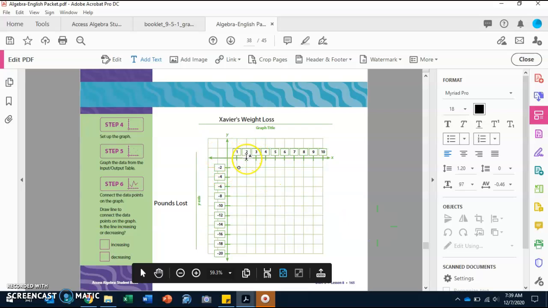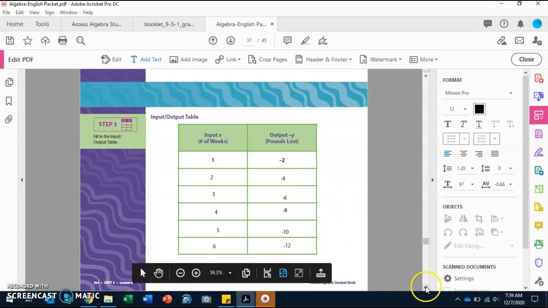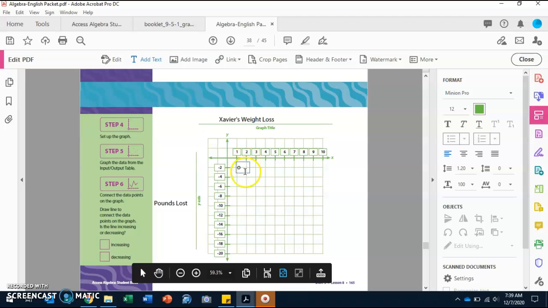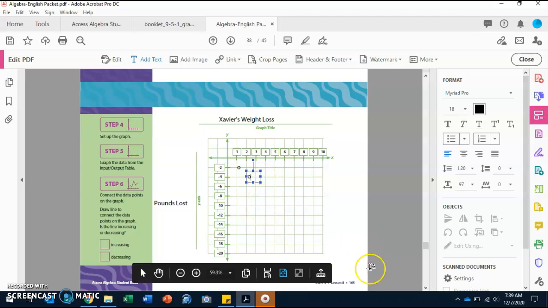How about in 2 weeks? How many pounds did he lose? So we can go up. And in 2 weeks, he lost -4 pounds. So then over here, we're going to put 4. And then so on and so forth.